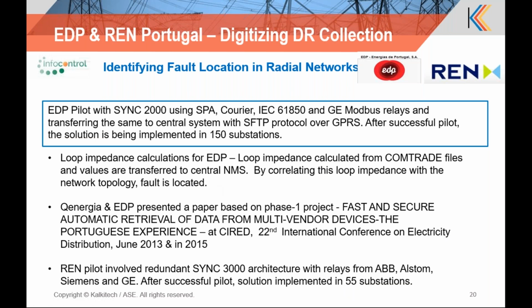Plus another thing is, from the COMTRADE file, we calculate the loop impedance value, and using the GIS tool, we transfer this loop impedance value to the central system. The central system has a GIS mapping, in which this loop impedance can be superimposed over the impedance of the lines to detect the possible branches, the possible areas on which this fault may have occurred.